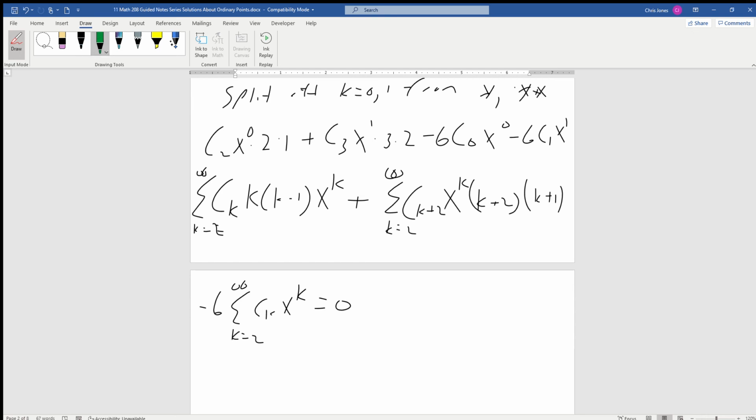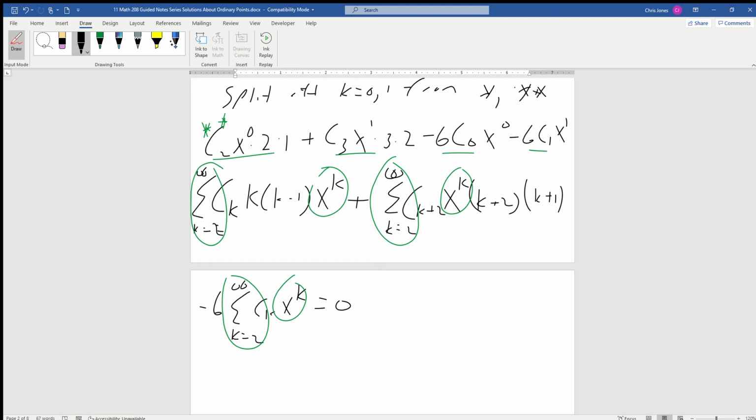Alright, so some more good news. We have x to the k in all of our series. We also have the series k equals 2 to infinity in all of the series. So what we can do is factor that out, and simultaneously we're also going to simplify all of these constant expressions. We'll see what to do with those in a moment.